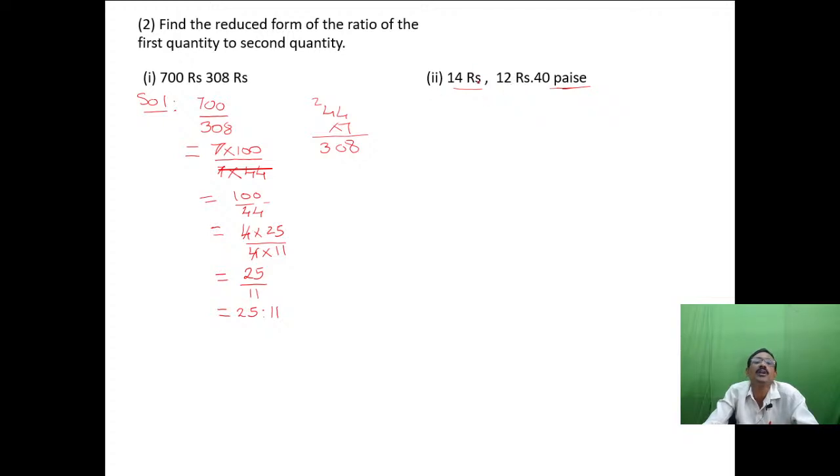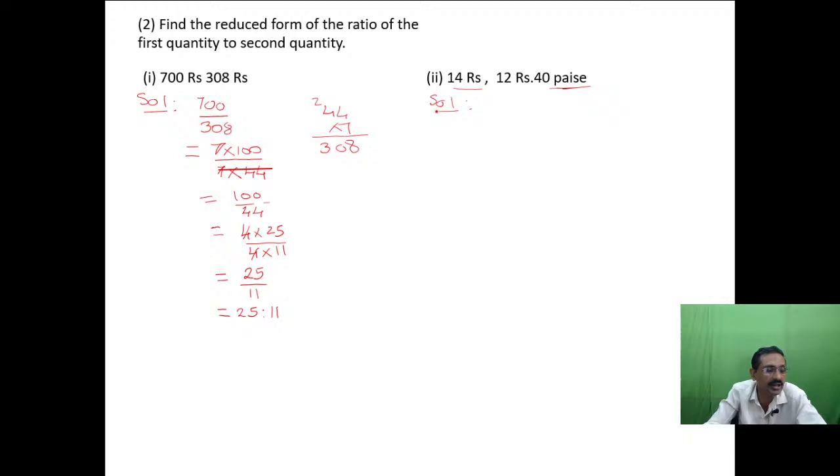But if you look here, you have rupees. Here also we have rupees, 12 rupees. But with 12 rupees, what we have is 40 paise. Now, we have to convert this rupees into paise. How will we convert this? Let's do it and see. Solution.